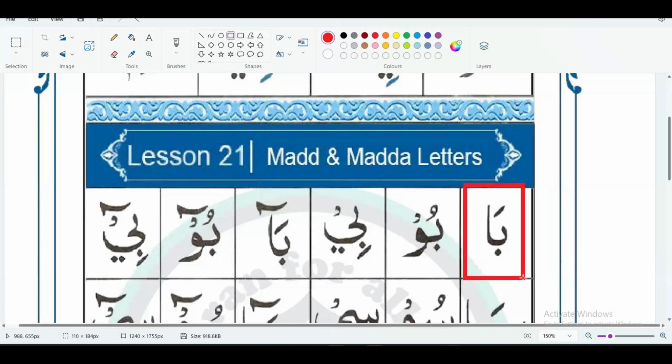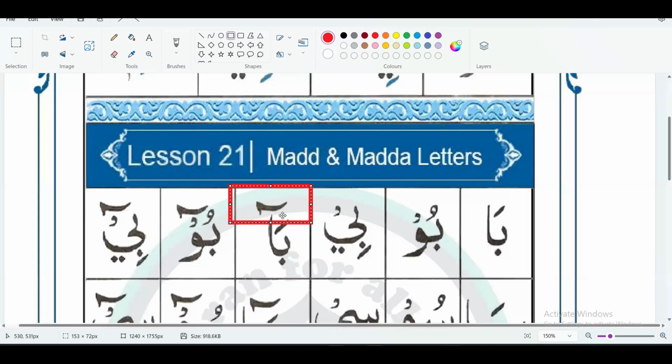Now read this word. Ba. Very good. Next. Ba. Okay, now we have the mud sign. This is the sign which always comes on the top of the madda letter. Sometimes you will see alif madda, vav madda, and ya madda, and sometimes you will see the mud sign on the top of the madda letters.